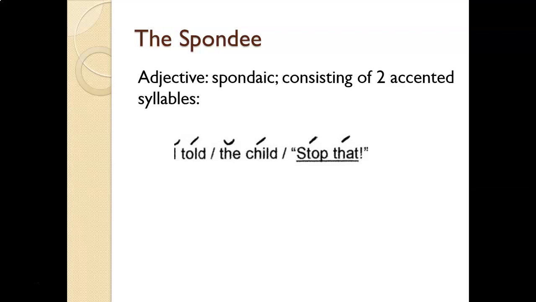But the next one is not iambic. It is spondaic, or the spondee. We call it spondee because both of them are stressed. So we read it: I told the child, stop that. And now the stress is on both the syllables, "stop" and "that" also.